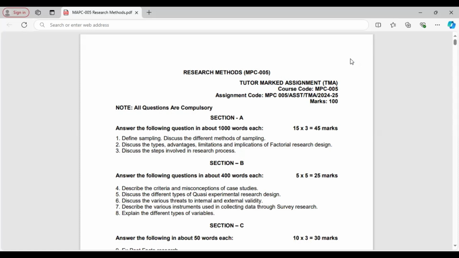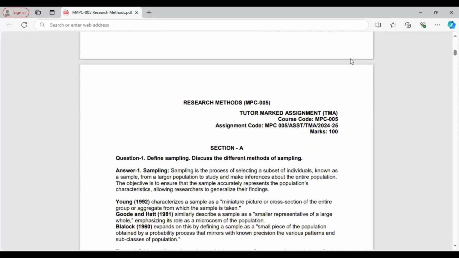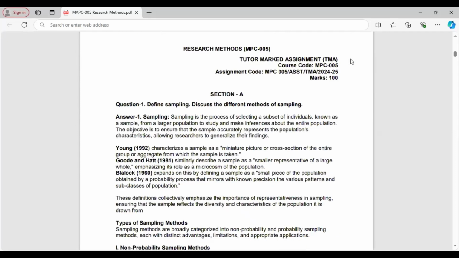But before you start writing your answers, don't forget to include the front page and the question paper. Also, do mention the subject along with subject code and other details as shown on the screen. Let's start with section A.